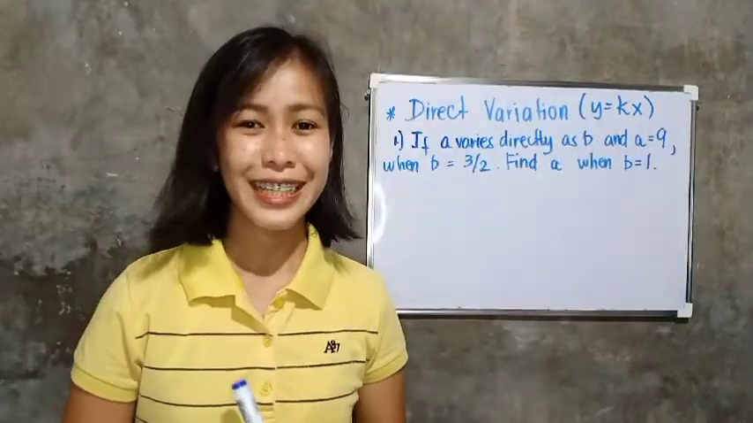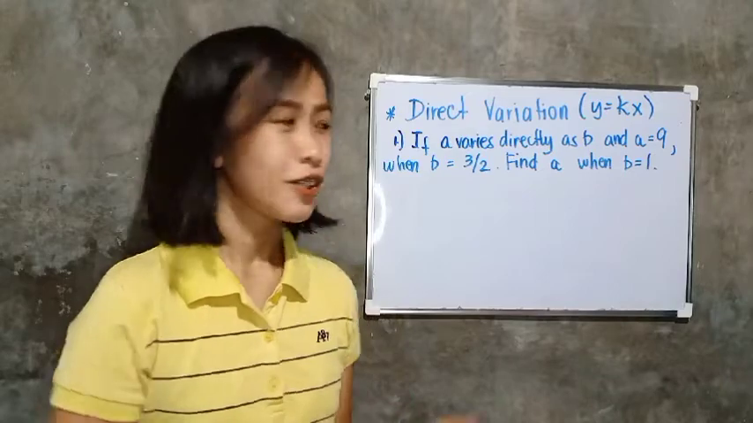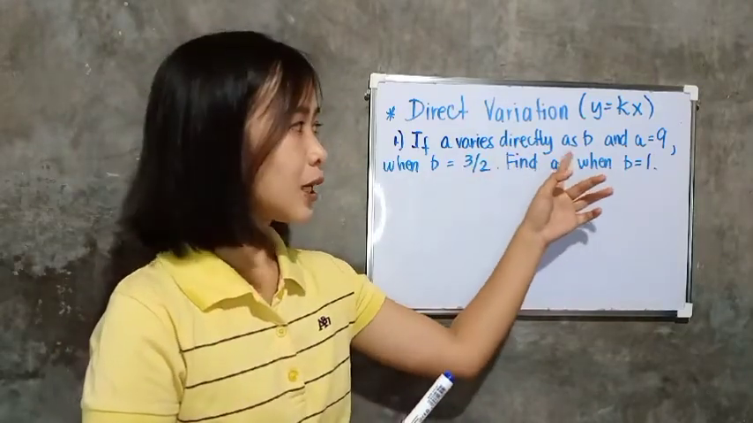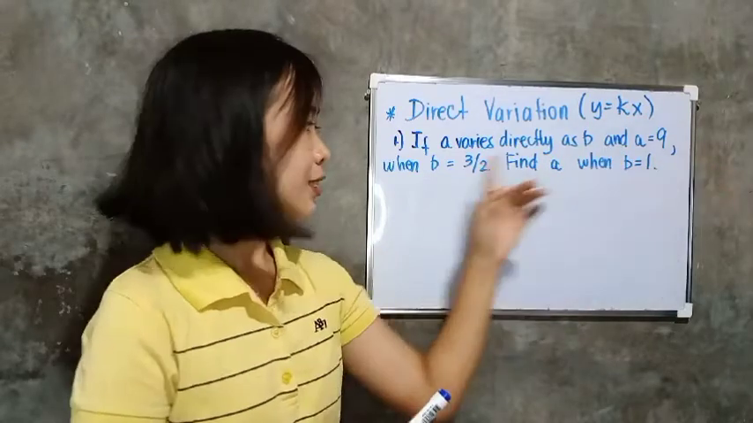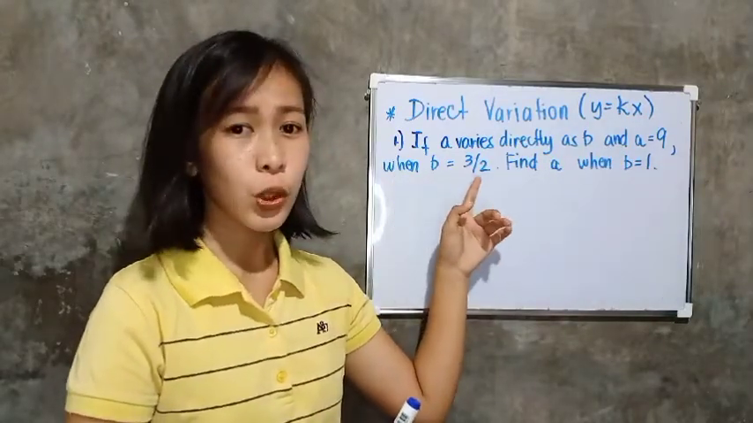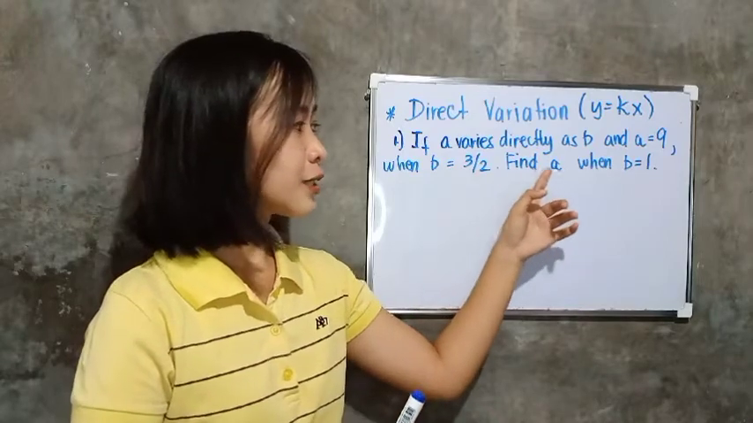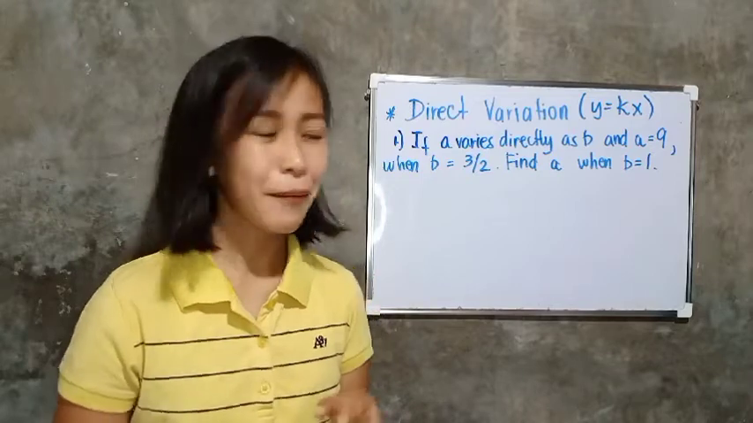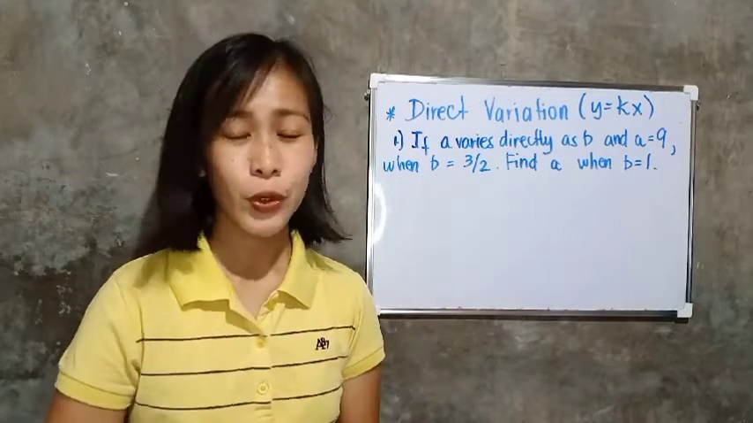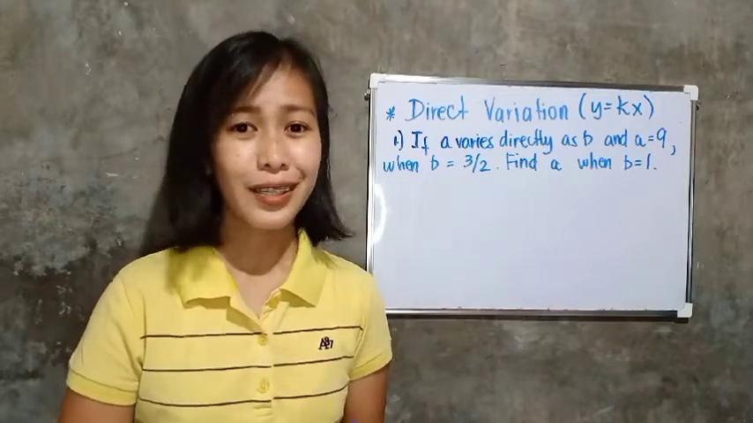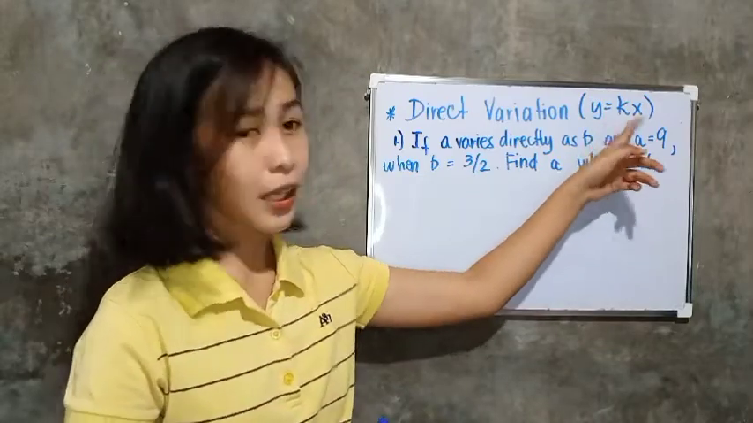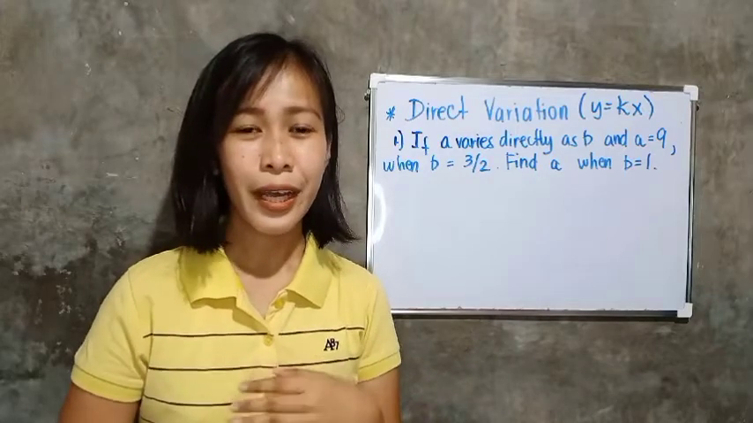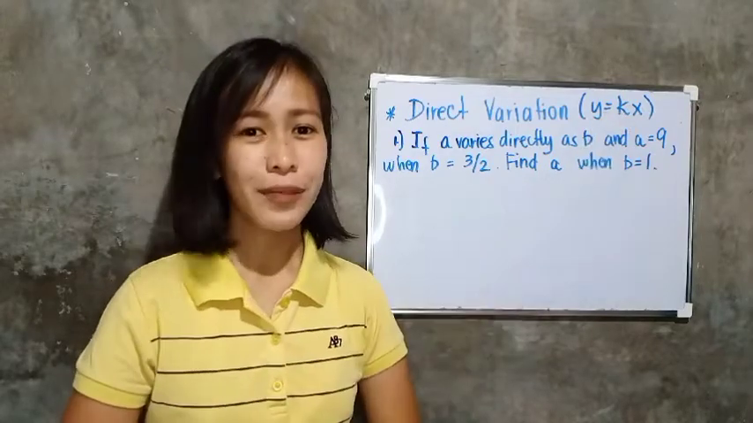So, for our next example in direct variation, we have if A varies directly as B and A is equal to 9 when B is equal to 3 over 2 or 3 half. Find A when B is equal to 1. Ayan. So, paano naman, ma'am, kapag nag-iba na yung variables? When we say variables, yung mga letters, kasi kanina, nasa y, k, x lang tayo. Ngayon, may pa A, B, A, B na. Ayan. So, syempre, palagi nyo lang tatandaan yung pinaka-formula natin.